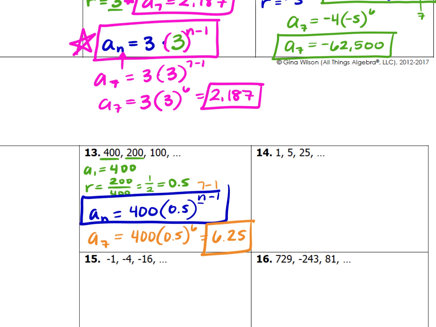Questions on that? Okay, the biggest place that I see mistakes is people finding the r. The r is always going to be the second term divided by the first term, okay? Just keep that in mind.